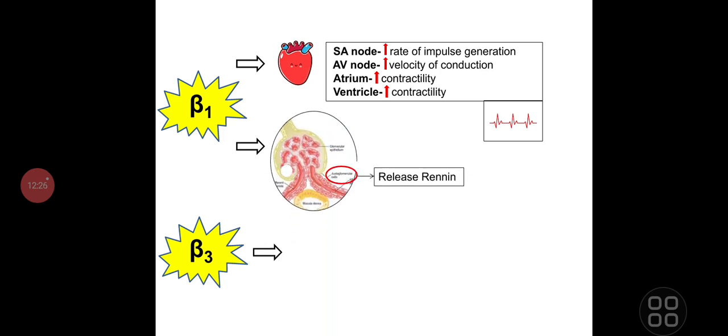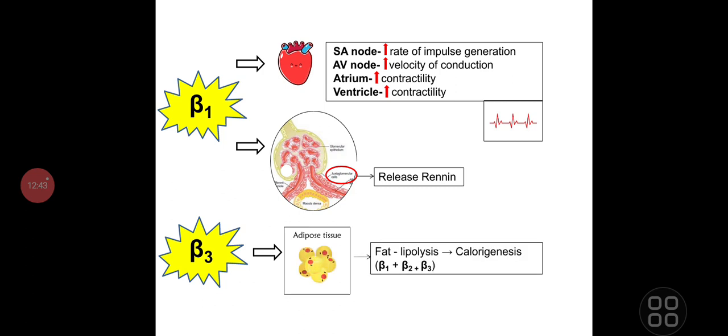And the beta 1 receptor is also present in the juxtaglomerular cells, and these cells are present in the juxtaglomerular apparatus, which is present in the nephrons of the kidneys, and it is responsible for the release of renin.